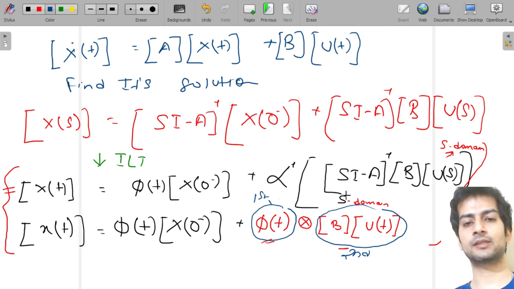The simple method is to keep the STM in S domain only. You have matrix B, keep the input in S domain only, apply the product rule here. You will get a single matrix, then take its inverse Laplace transform. Rather than converting this into time domain, solving it, and then taking convolution. So be careful. I will solve an example, so things will be clear there.